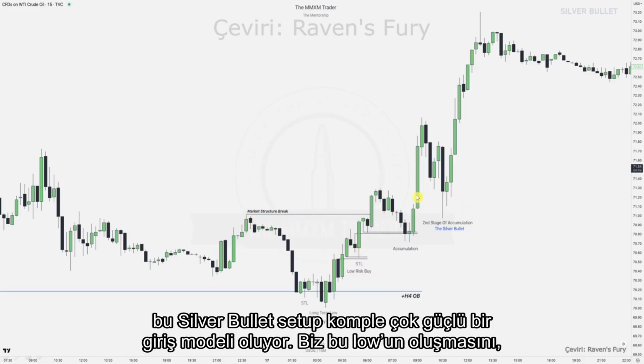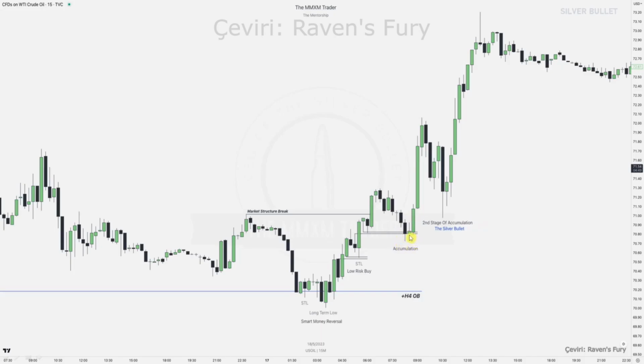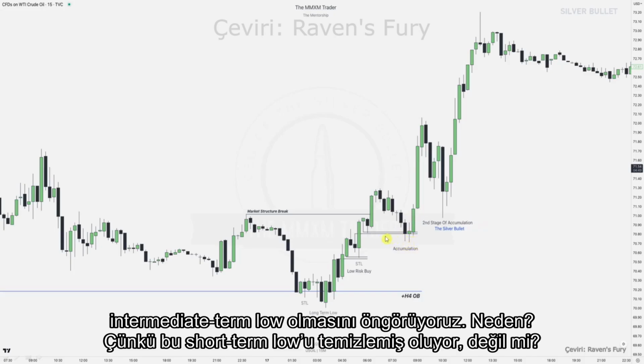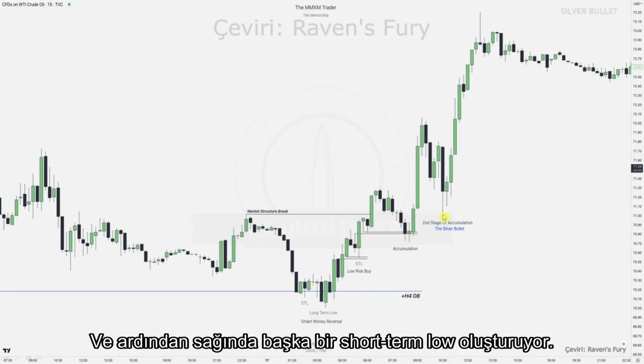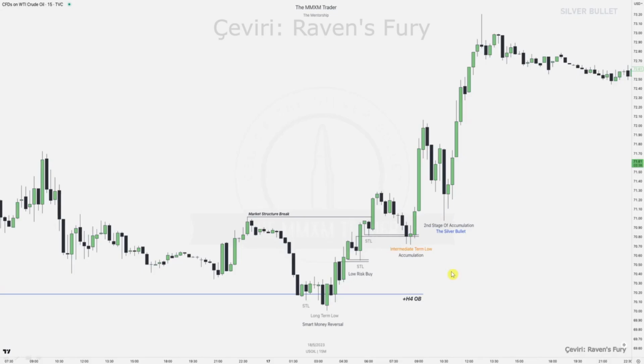And this whole silver bullet setup is a very solid entry model. We anticipate this low being formed, being the intermediate term low. Why? Because we take out this short term low, right? And then creating another short term low to the right of it.